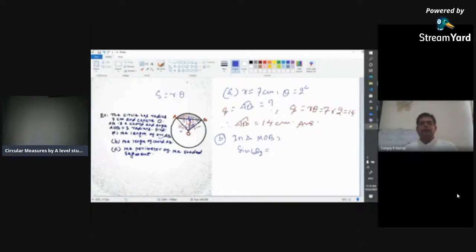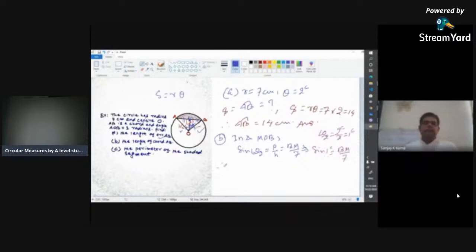You know that sine of any angle is defined as the ratio of opposite and hypotenuse. In this case, for this angle, the opposite is BM, and the hypotenuse is the radius, which is already 7. So sine of angle O by 2: this is 2 radian, which was given, divided by 2 equals 1 radian now. So sine of 1 radian equals BM by 7.